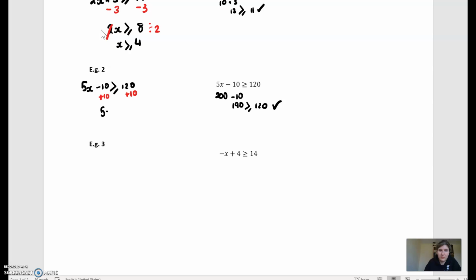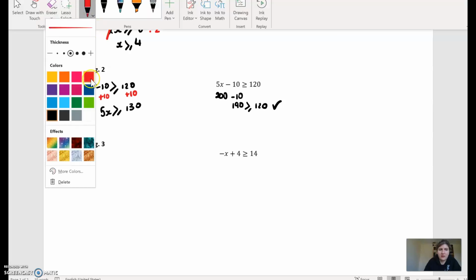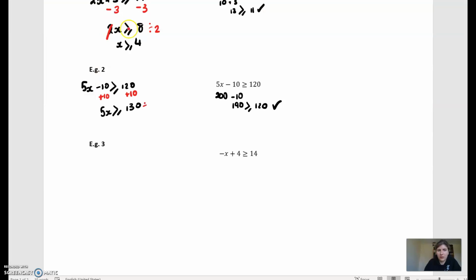Okay, so we have 5x is greater than or equal to 130. All right, then next, and if you want to use a calculator for this, you can, don't feel bad at all. Okay, you've got 5x is greater than or equal to 130, so we're dividing by 5, opposite of timesing by 5.